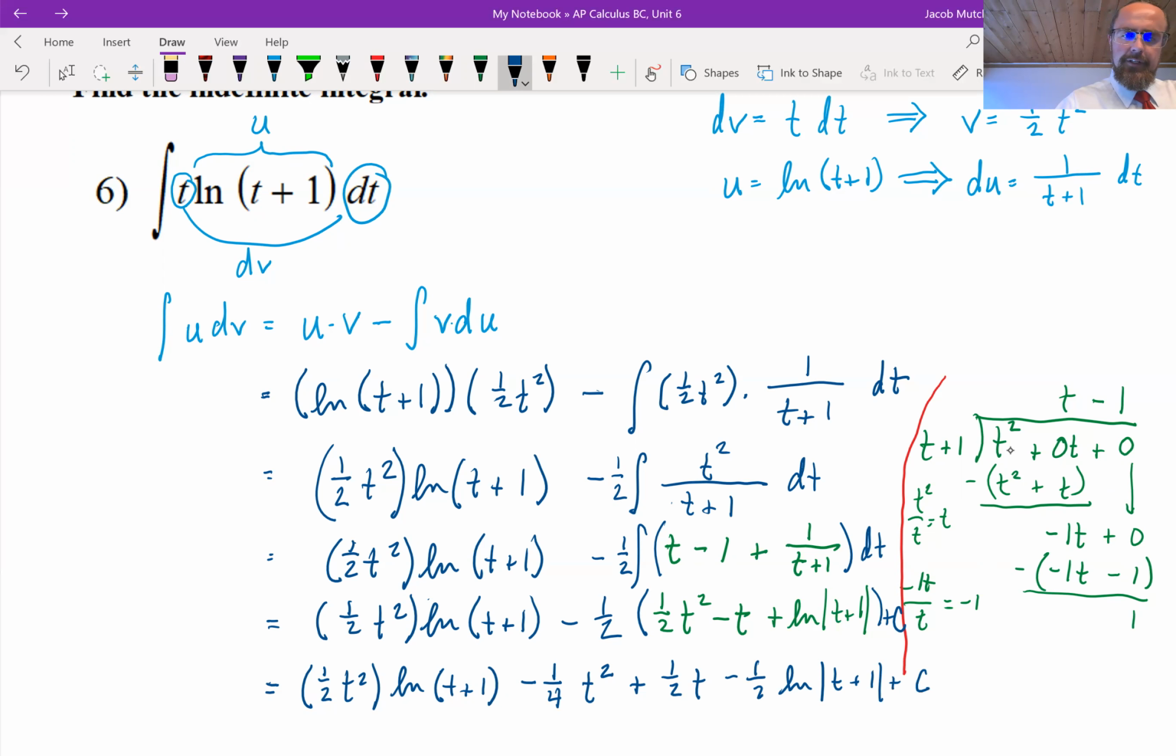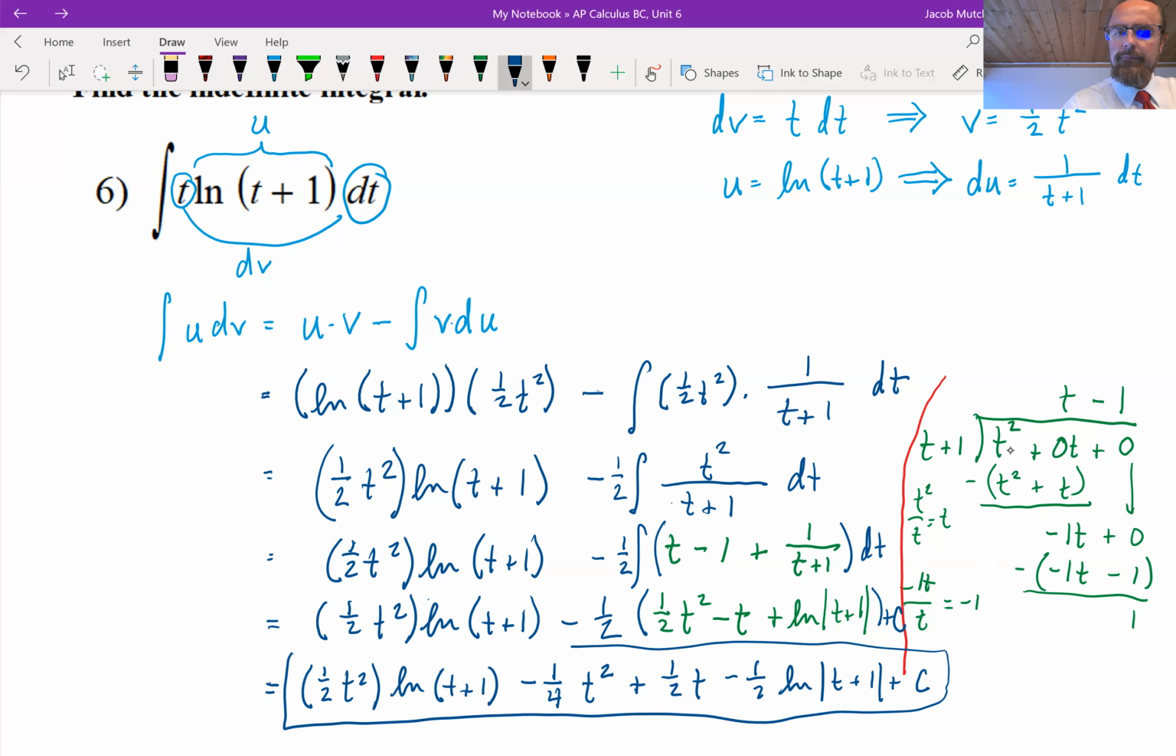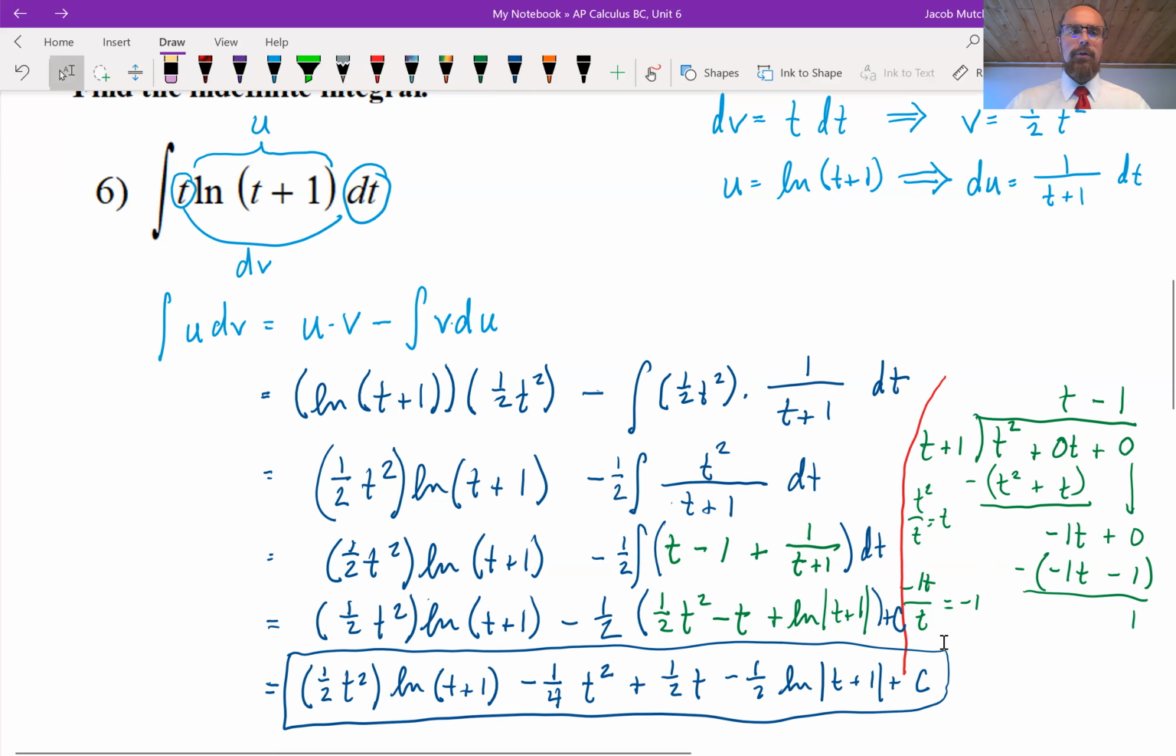And that's our final answer. It's crocodile long, but it's complete. So with that example, we did use a number of strategies. Really, the main ones there are going to be the integration by parts, but also polynomial long division to make that fraction integrable.